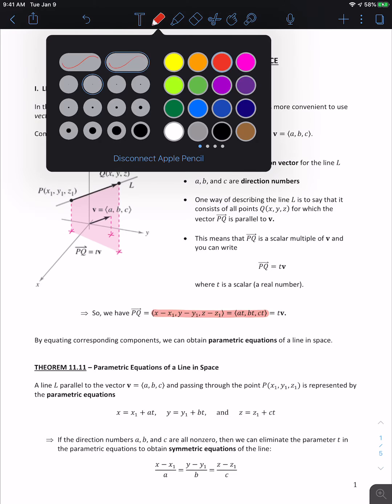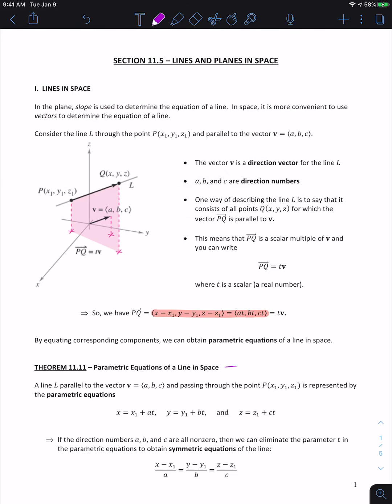So one thing to notice here is, remember in two dimensions, what two things do we need in order to write the equation of a line? We either need a point and the slope, or the y-intercept and a slope. Here, in order to write the equation of a line in space through parametric equations, we need to have a vector and a point. So those are the two things that we need in order to write the equation of a line in space.